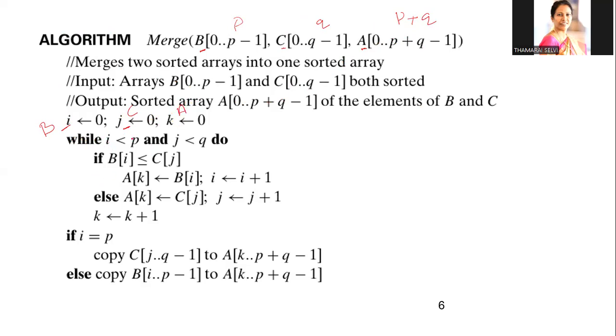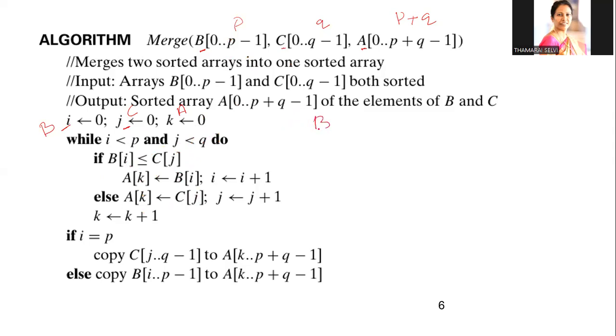While I is less than P and J is less than Q, we are comparing the elements of B and C. If B of I is less than C of J, then put B of I into A. Else, put C of J into A.